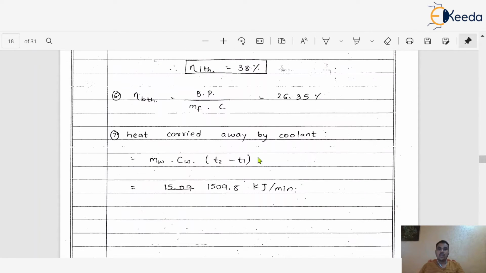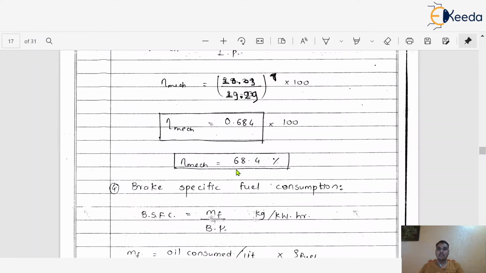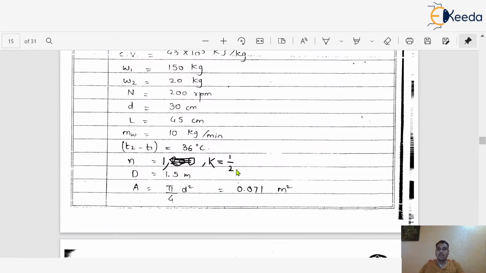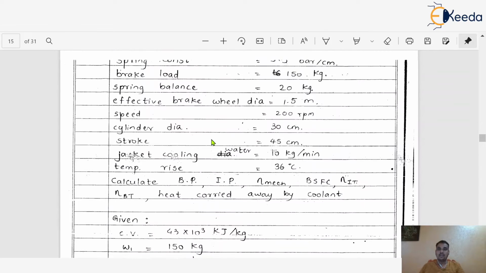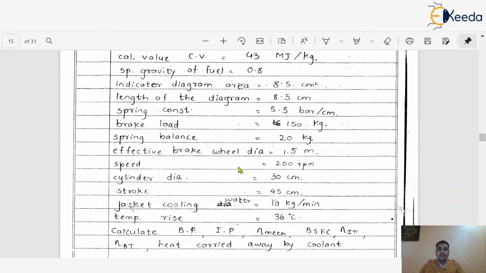So finally, we are going to proceed to calculate the heat carried away by coolant. We have the standard formula, as we already discussed: mass of cooling water into Cw into T2 minus T1. All these things are given in the problem. What is the mass of cooling water? M suffix W, which is given in the problem, is equal to 10 kg per minute. That value is given in the problem itself.